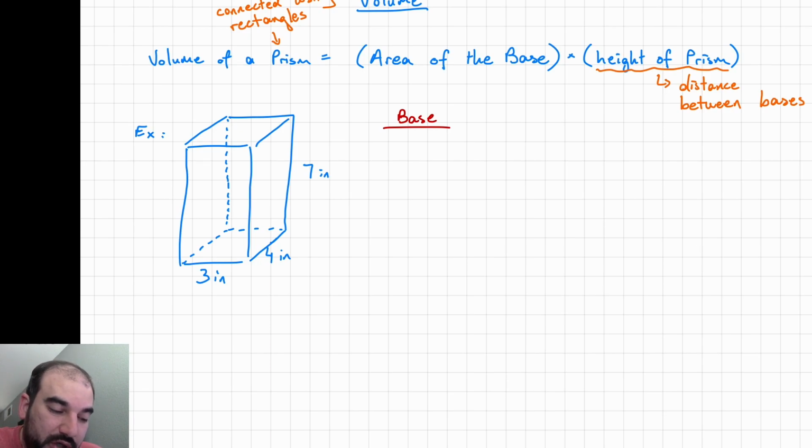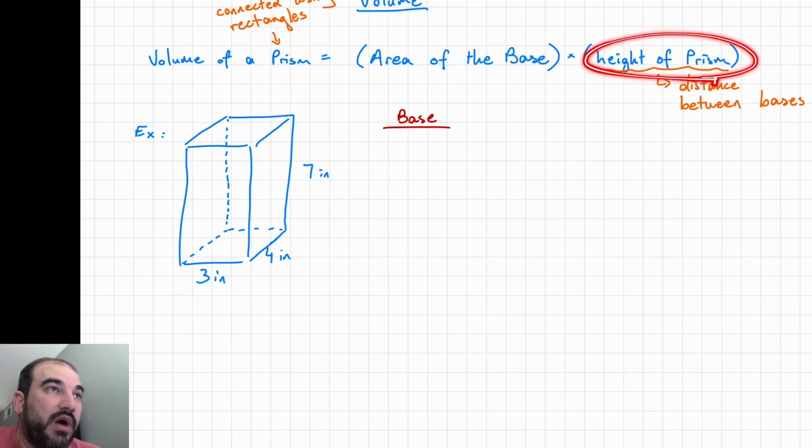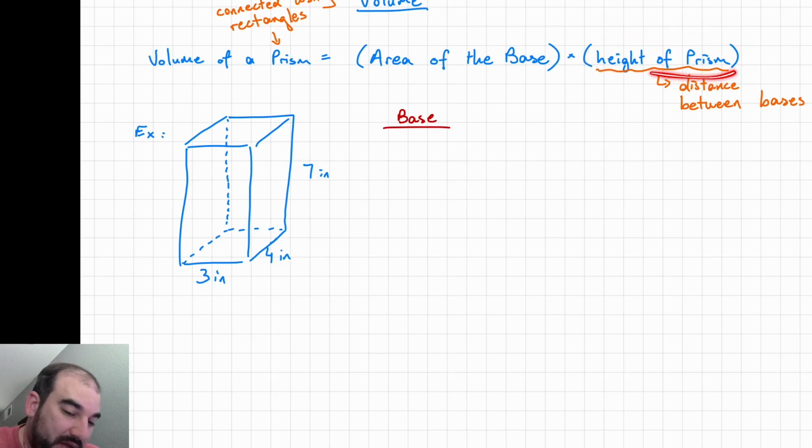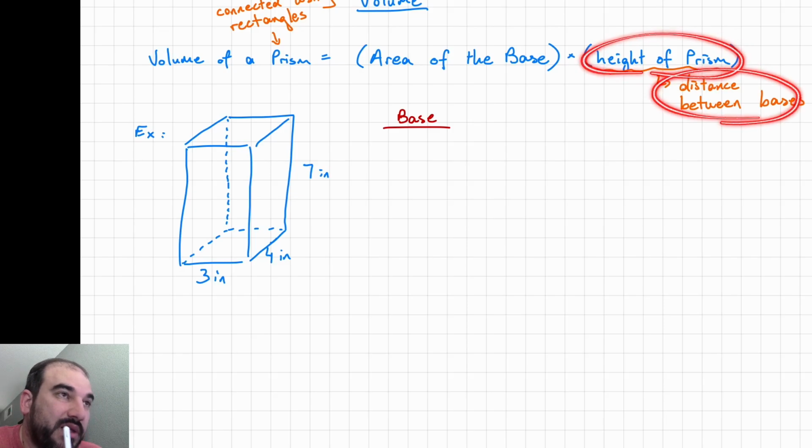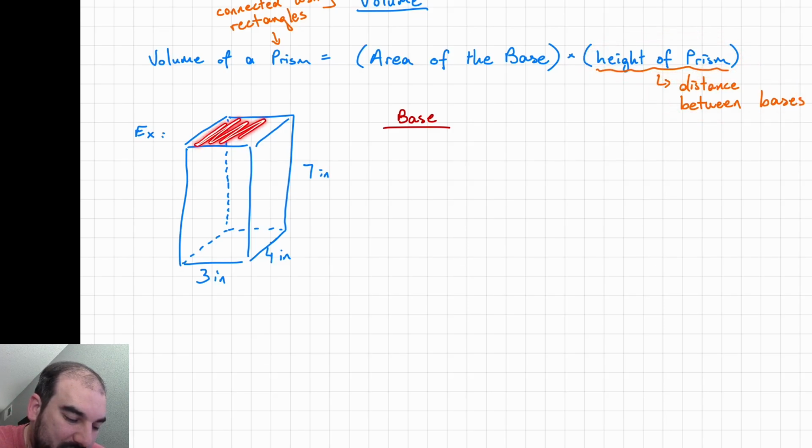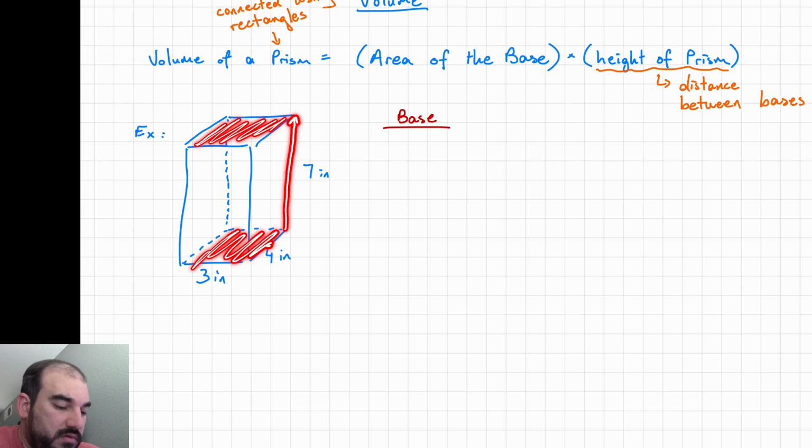You just have to make sure you keep track of what you choose as your base, because the height depends on what you chose as your bases. Remember, the height is the distance between the bases. So if I choose this top and bottom to be my bases, then the distance between them will be the 7 inches. Right? That's how far those two bases are apart.